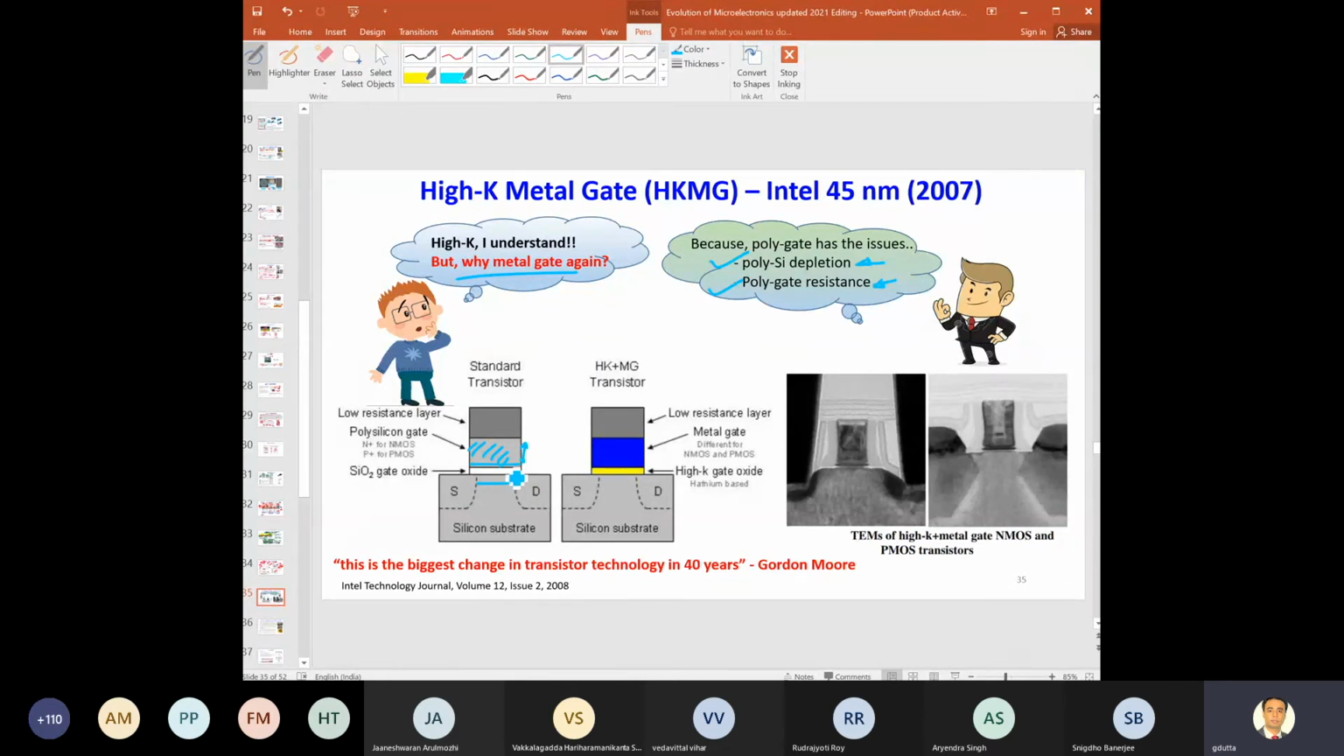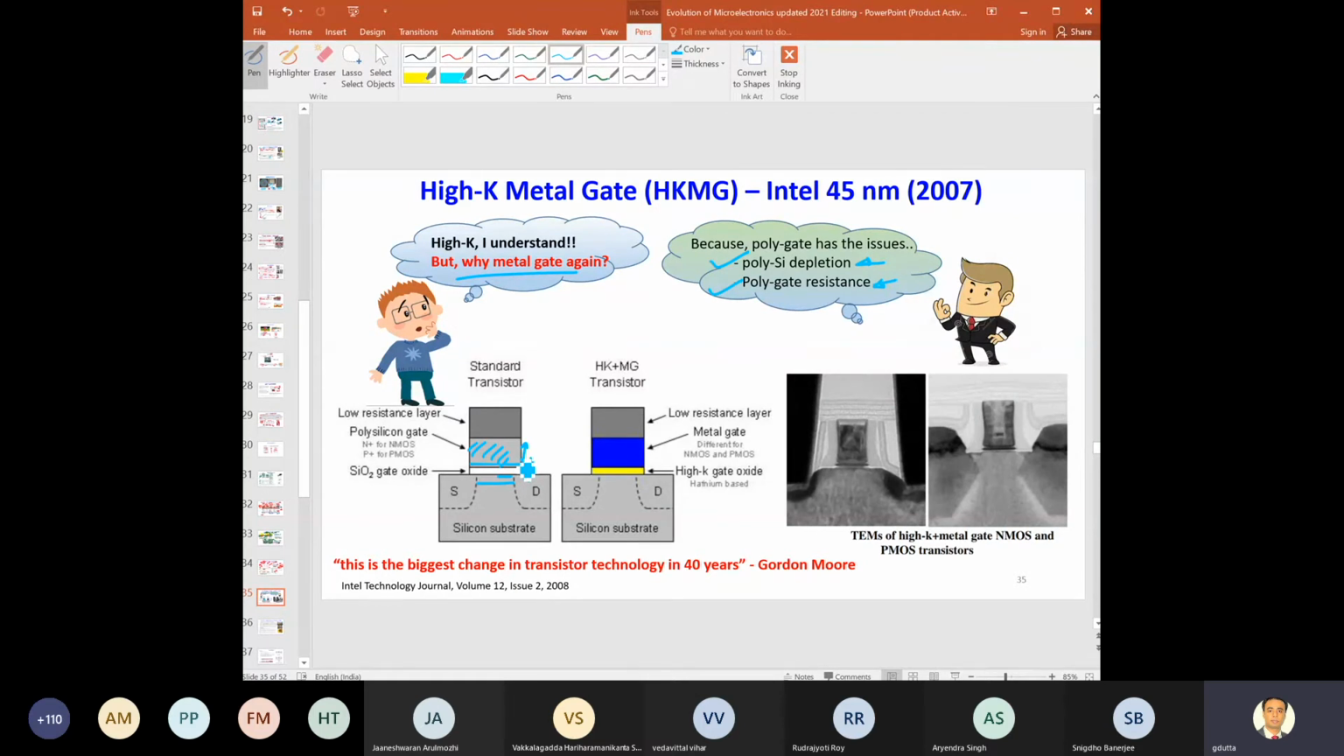So as this is a depletion region and the channel is forming here, the total separation from the channel to this metal is now the separation due to the oxide plus the depletion layer thickness, right? So that means the overall gate capacitance will reduce, which means the current will fall, right? So that was the issue of using a polysilicon gate for a highly scaled device.